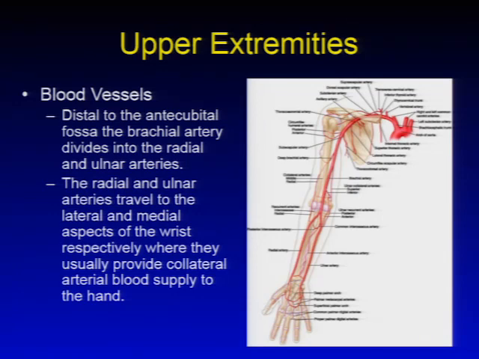Distal to the antecubital fossa, the brachial artery divides into the radial and ulnar arteries. The radial and ulnar arteries travel to the lateral and medial aspects of the wrist, respectively, where they usually provide collateral arterial blood supply to the hand.